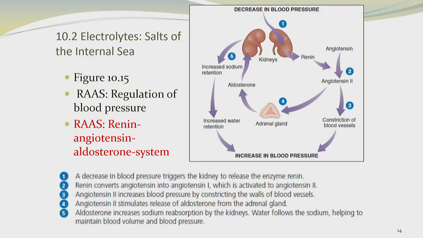Okay. And one of the hypotheses of why some people develop hypertension has to do with an overstimulation or overreaction of the system. So in response to a decline in blood pressure, the system in a healthy person is intended to restore blood pressure to normal levels. Okay.